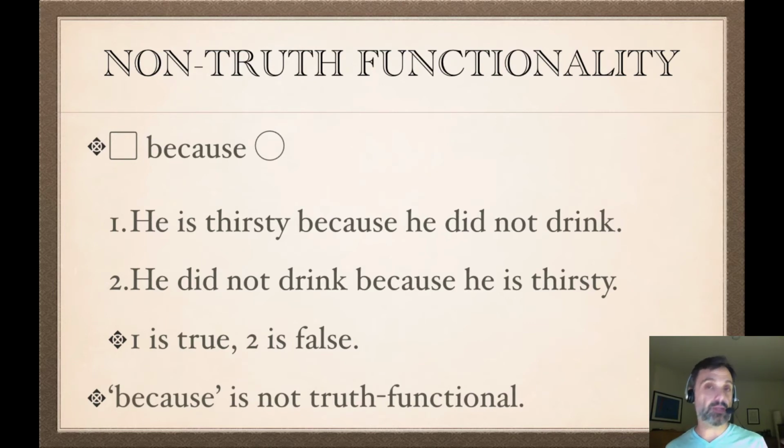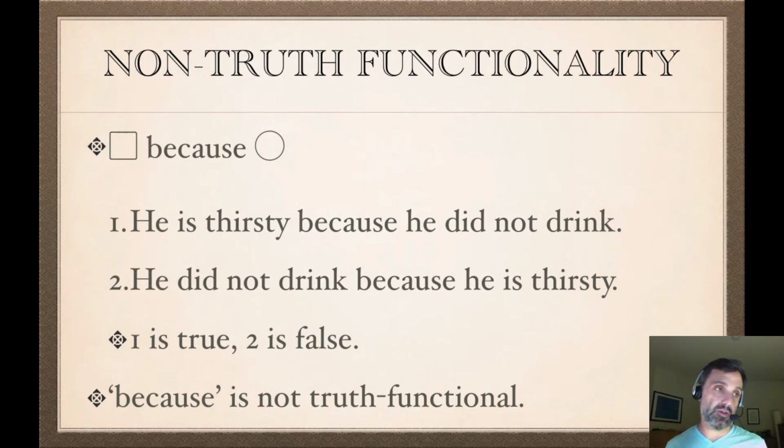The reason for this is that because is not truth functional. Because cares about more than the truth values of the components. If because was truth functional, then 1 and 2 would always have the same truth values. Why? Because they have the same main connective, and the components, he is thirsty and he did not drink, have the same truth values, whichever sentence you're looking at. So if because were truth functional, then 1 and 2 would always have the same truth values.